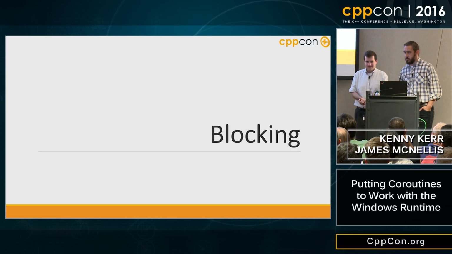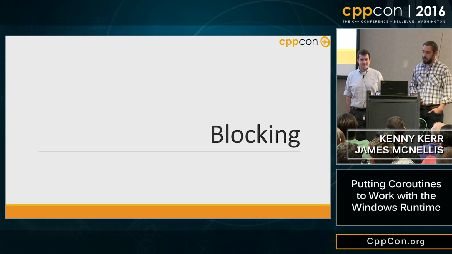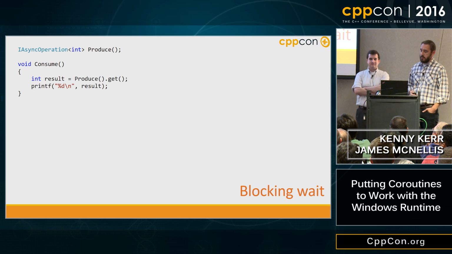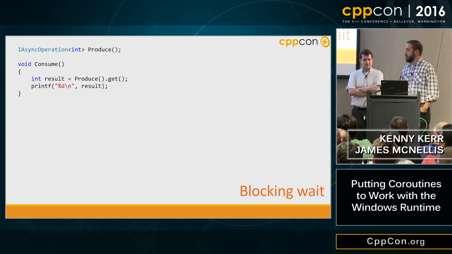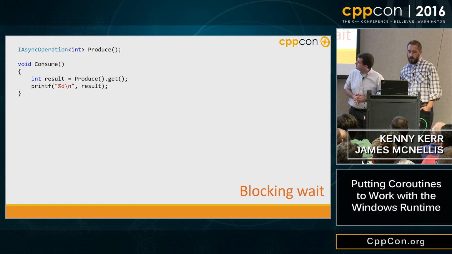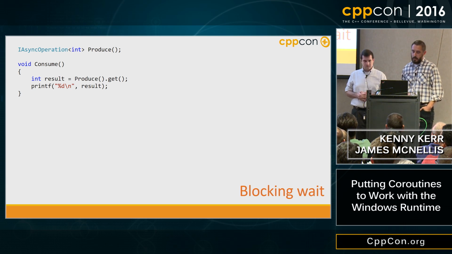So first up, however, we want to make sure we can cover the scenario where you just don't want to have any concurrency at this point. Perhaps you want to just block, running a console app, unit test, whatever it might be. So we do provide a .get method, which is very analogous to std::future's get. So if you do want to just block and wait for that result, we certainly allow you to do that.